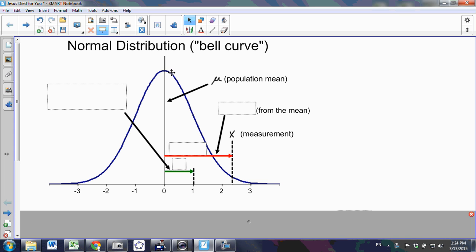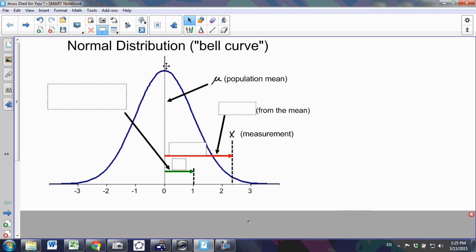Pretty much anything that's measurable has a normal distribution. The height of adult males, those heights would be normally distributed. There would be a mean, and there would be some taller people, and the taller you are, the more unusual you are, and the shorter you are, the more unusual you are.